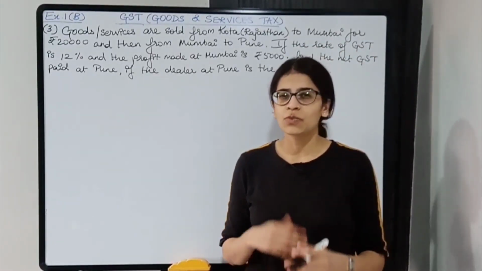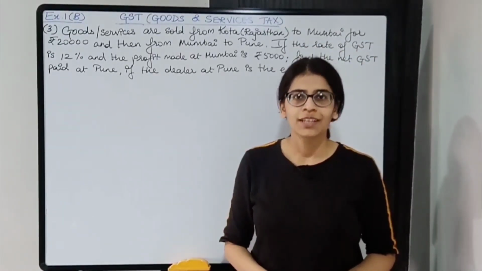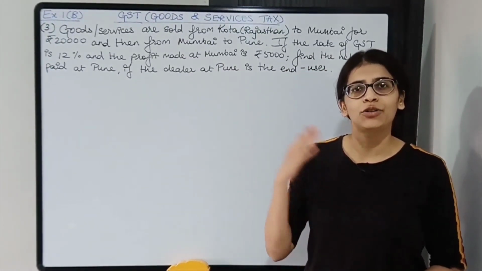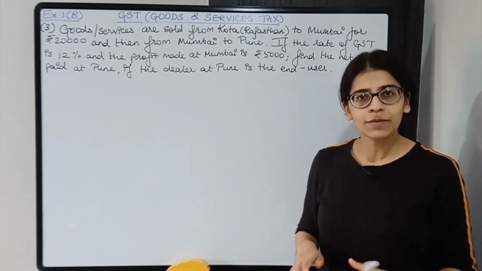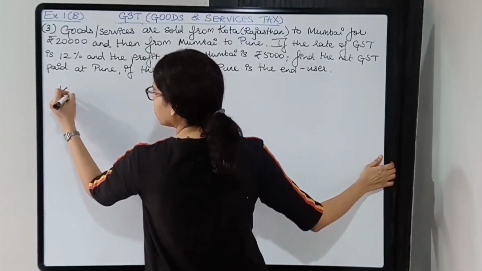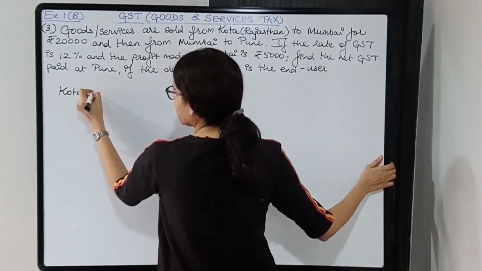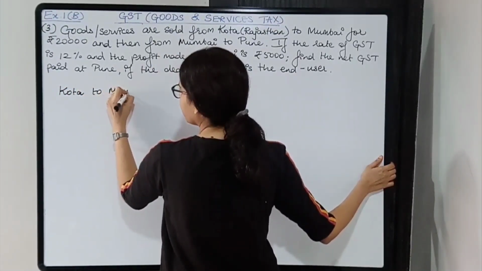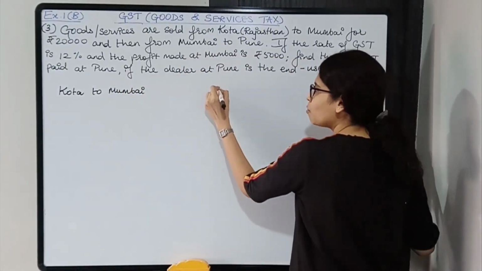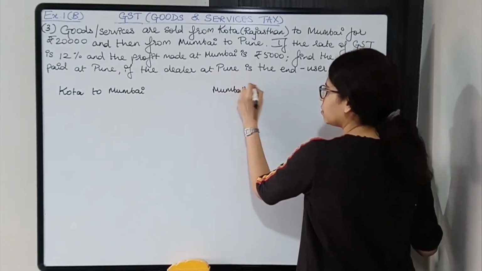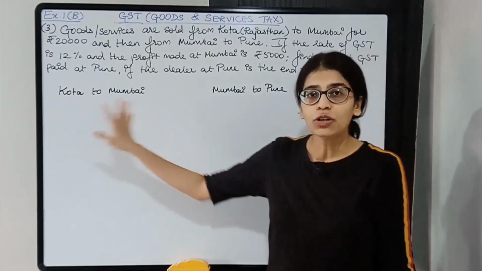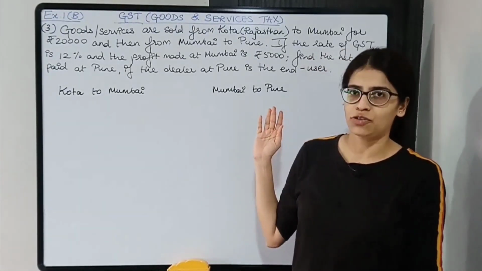Over here the sum is very much similar to the previous one. The goods are being sold from Kota to Mumbai first and then from Mumbai to Pune. Okay, so two transactions are taking place. So first from Kota to Mumbai the goods or services are being sold, and then from Mumbai to Pune. Now let's see what information we have about these transactions.